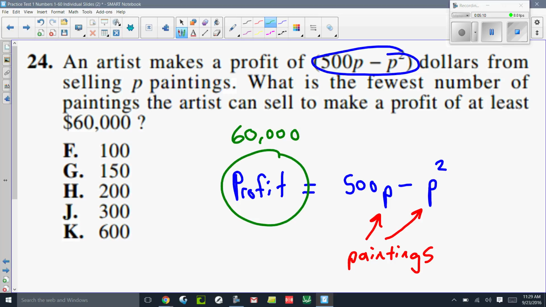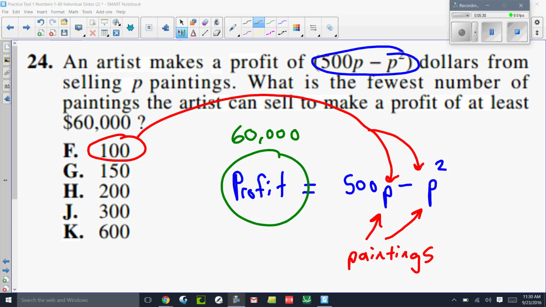Well, what we have to do, or the easiest way to do this, is to work backwards. We could pretty quickly see that if I sold 100 paintings, we would plug in 100 for paintings, and we would end up with 500 times 100 minus 100 squared. And by plugging 100 in for P, selling 100 paintings would give us a profit of $40,000.